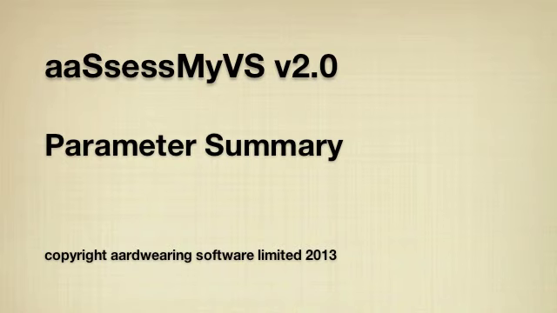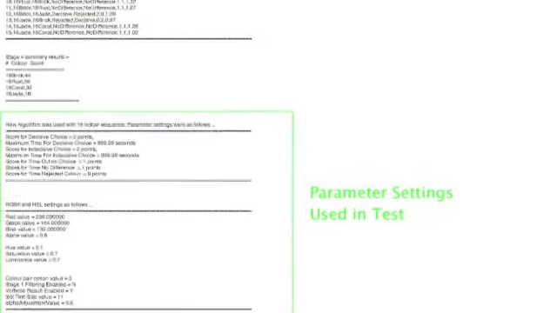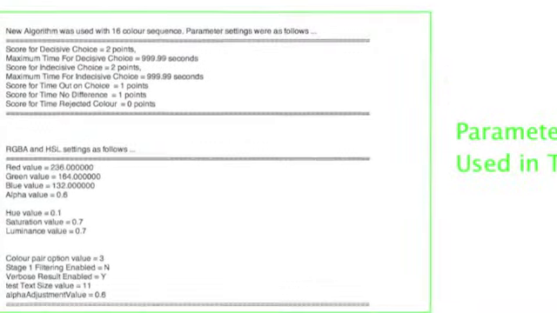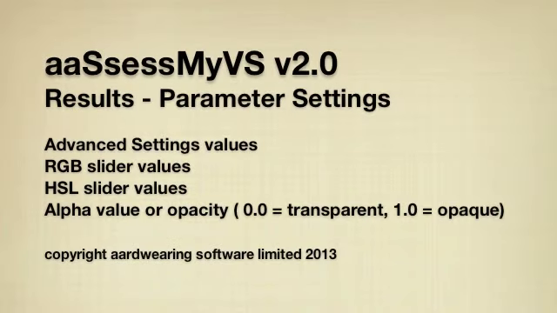Interpreting the parameter settings. Here's an example of this section. It documents the parameter settings used by the new algorithm and that are amendable via the Advanced Settings menu. See Advanced Settings video for more details. In addition, as part of the second section, it documents the preferred colour in terms of colour slider values, also known as RGB, red, green, blue. It also documents the preferred colour in terms of slider values for hue, saturation and luminance, also known as HSL. Finally, it documents the preferred alpha value, or opacity, where 0.0 is transparent and 1.0 is opaque.